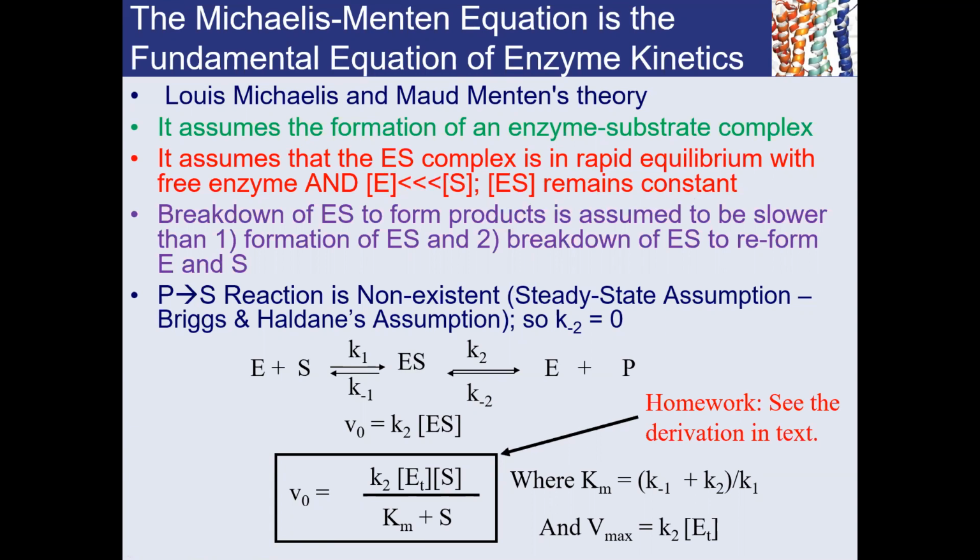All right. The other assumption they had was that the breakdown of ES to E plus P is the slower step, the rate limiting step. And going back, taking product to form the Michaelis complex, that reaction doesn't exist. So K minus 2 is 0. It's also known as Briggs-Haldane's assumption. So literally the assumption is that in steady state, the concentration of ES remains constant. Whatever you form in the first step, that's how much you break in the product step.